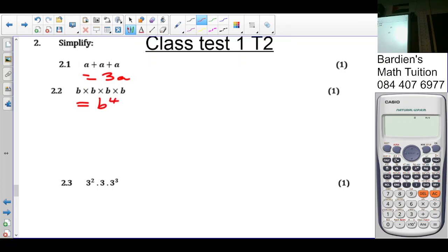Remember, when you're adding and subtracting, the variables stay the same. When you're multiplying, the bases are the same, so add the exponents. The next one, you see as 3 times 3 squared times 3 times 3 cubed.